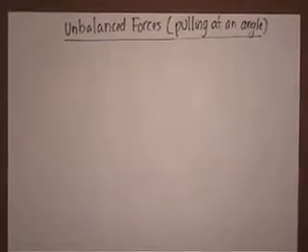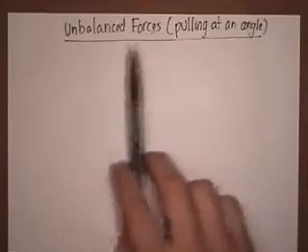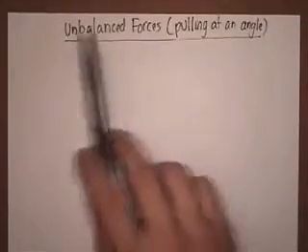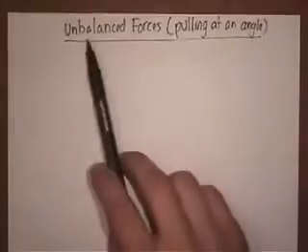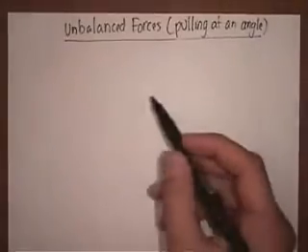Unbalanced forces pulling at an angle. So now what we've got is an overall force. Our forces are not balanced in every direction, they're unbalanced, which means we're going to have to use Newton's second law, so some F equals ma stuff.